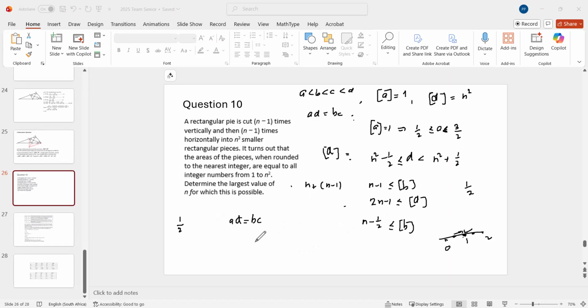Okay, you got BC equal to AD. Sorry about that. BC equals AD. So this allows me to say that n minus half, which is smaller than B, and C is smaller than 2n minus 3 over 2.